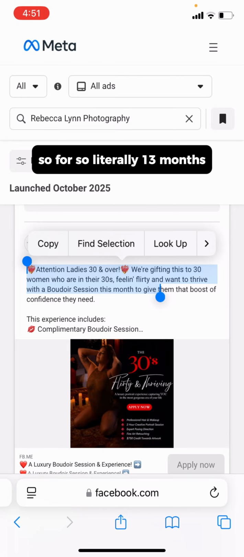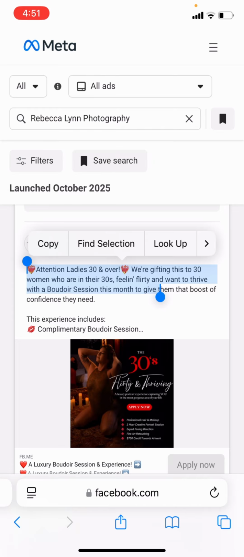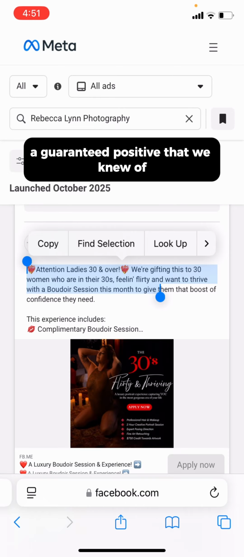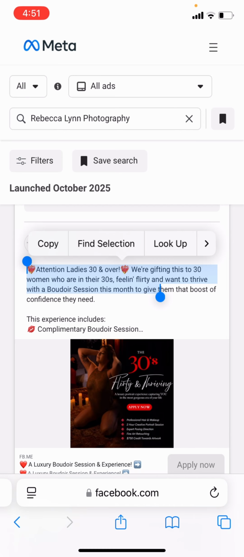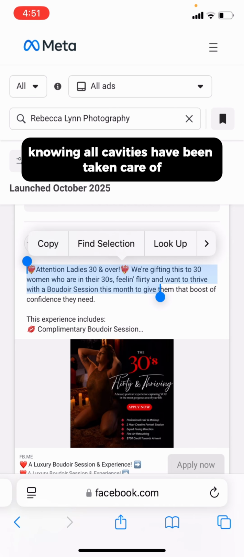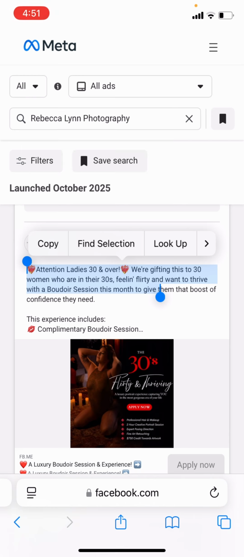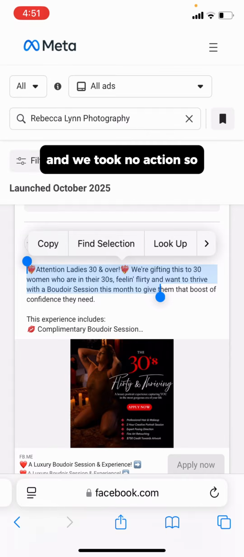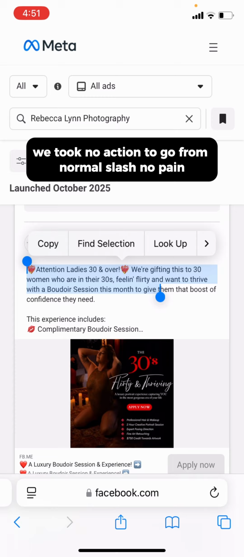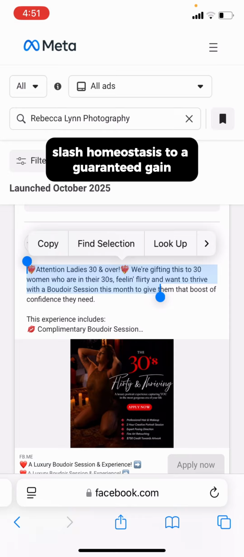Now the two scenarios there. So literally 13 months. What's that? 400 days. So for literally 400 days, we had a guaranteed gain, a guaranteed positive that we knew of. Slightly cleaner teeth, and peace of mind knowing all cavities have been taken care of, or we had no cavities. And we took no action. So 400 days, we took no action to go from normal, no pain, homeostasis to a guaranteed gain.